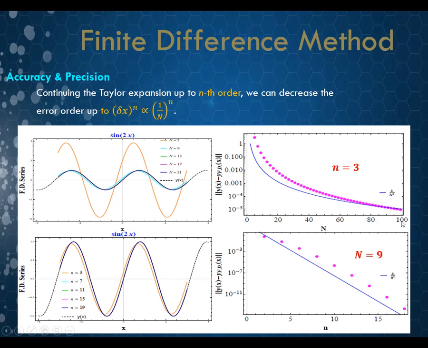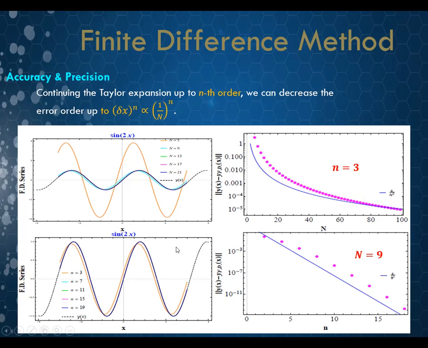And as you see here, by increasing the number of grid points, you can find a smaller error, and your estimation will be better. And this decays as 1 over N cubed.